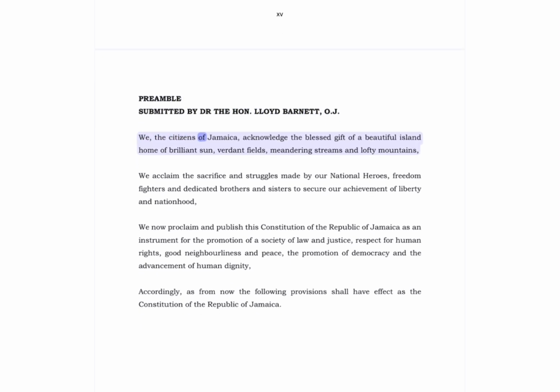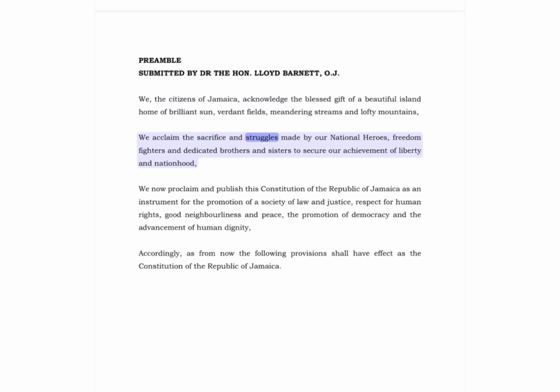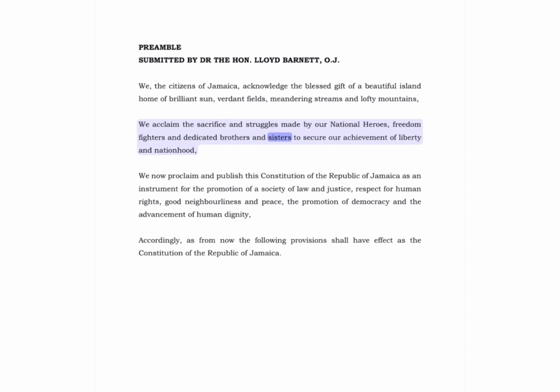We, the citizens of Jamaica, acknowledge the blessed gift of a beautiful island home of brilliant sun, verdant fields, meandering streams, and lofty mountains. We acclaim the sacrifice and struggles made by our national heroes, freedom fighters, and dedicated brothers and sisters to secure our achievement of liberty and nationhood.